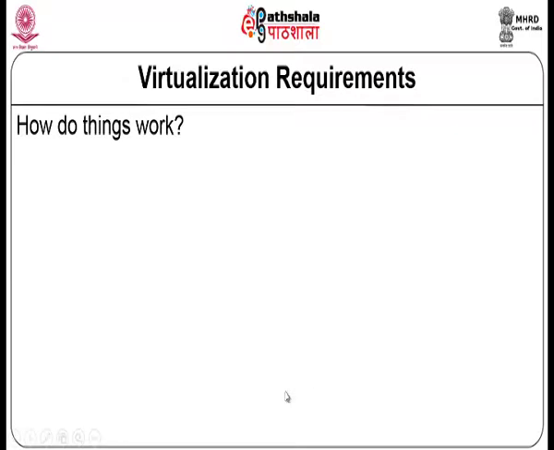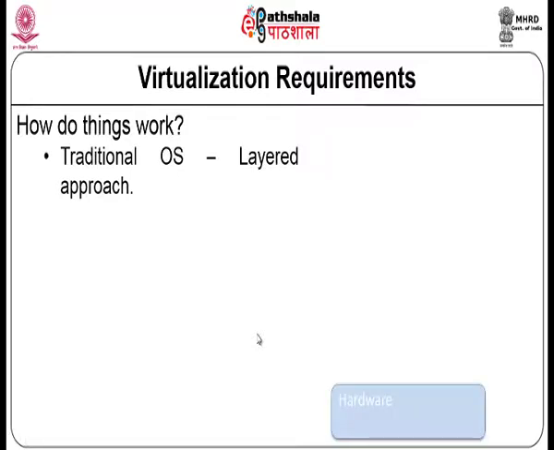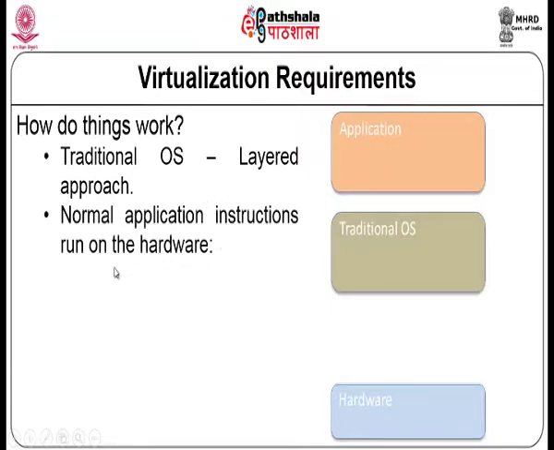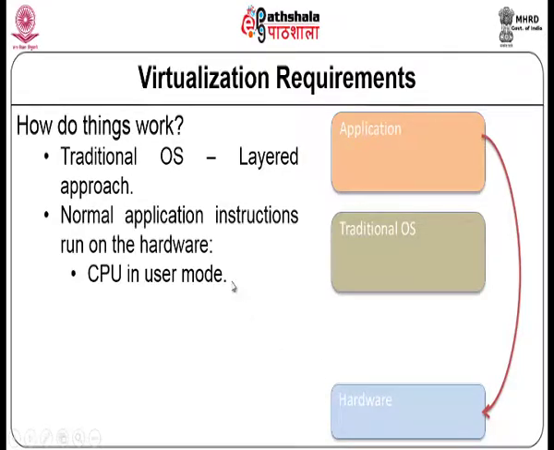So, in this scenario, how will things work? This is the traditional OS. The traditional OS has the layered approach. So, let us look at the layers once more. We have the hardware layer, then the operating system layer, and then the application layer. When normal application instructions run, they are executed by the hardware. The application running any normal instructions runs on the hardware directly, at native speed. The CPU is in the user mode.